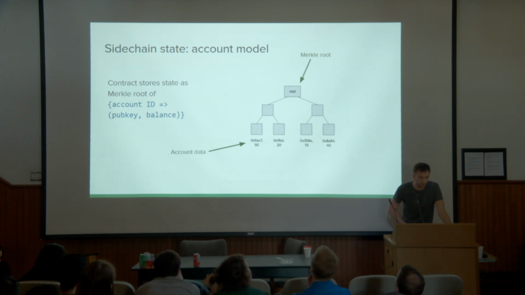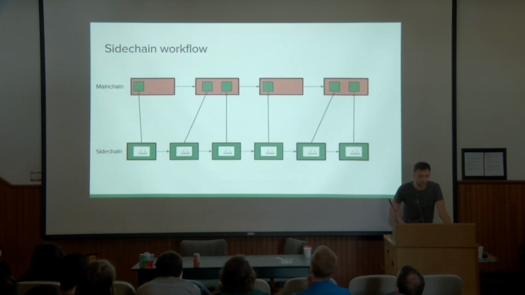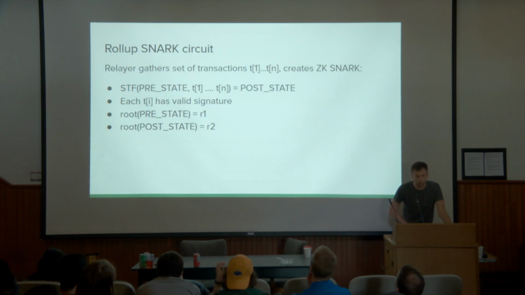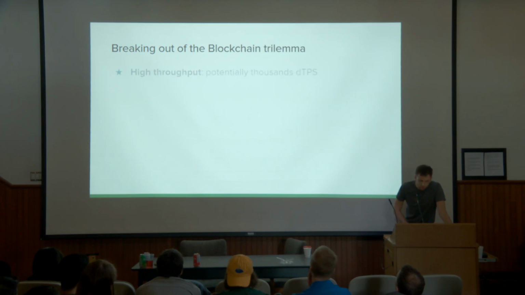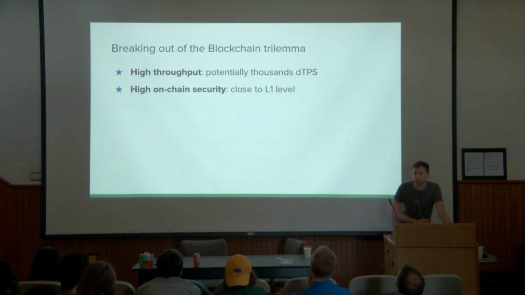So here's the account model, Merkle trees, blocks. It's state transition. You can look up the other presentations if you're interested. So what are the promises of Rollup? It solves quite a lot of problems. It can allow pretty high transaction throughput, and it's going to be decentralized transactions at roughly the same security level as layer 1.